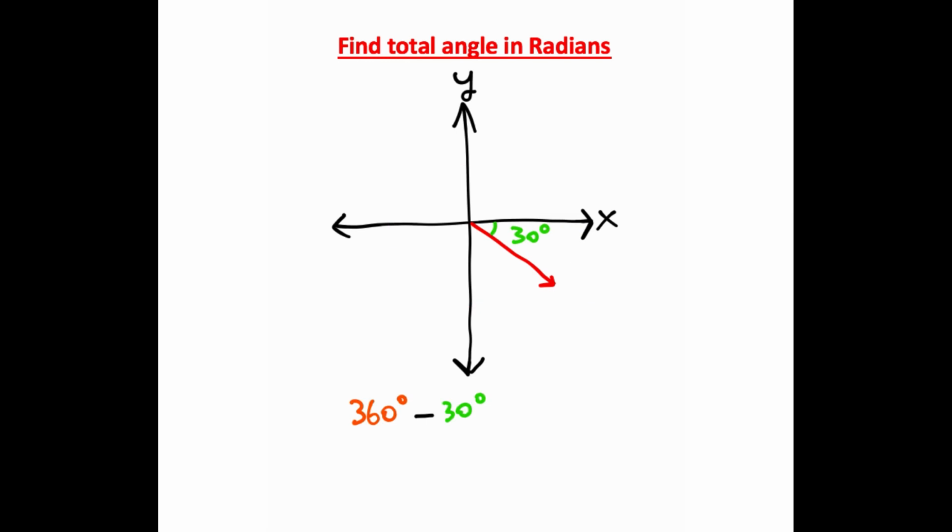So if I take 360 degrees and subtract off the 30 degrees, that's going to give me 330 degrees, and that right there is the total angle that I have from my starting point up here. But notice this still is not the final answer because we want our answer to be in radians. To change this to radians, all you have to do is take your degree calculation and multiply it by pi over 180.